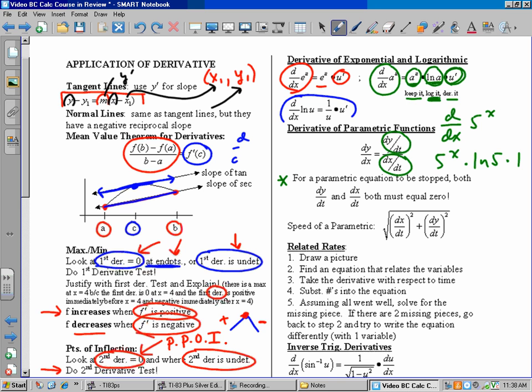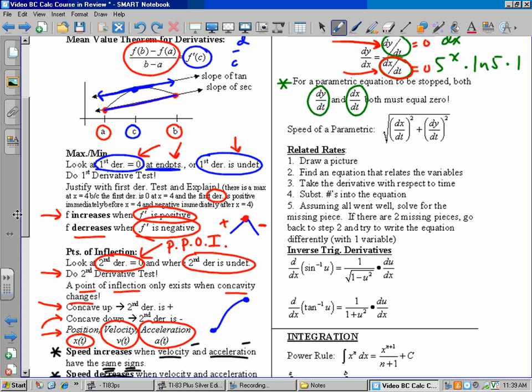A parametric is going to be stopped when dy over dt and dx over dt both equal 0. Okay, so you have to set both dy over dt equal to 0 and dx over dt equal to 0. That's going to tell you that the particle has stopped moving up or down, and that the particle has stopped moving to the right or to the left. Just because the particle stops moving up or down doesn't mean that it couldn't be moving to the right or to the left. So in order for a parametric equation to be stopped, both dy over dt and dx over dt need to equal 0.